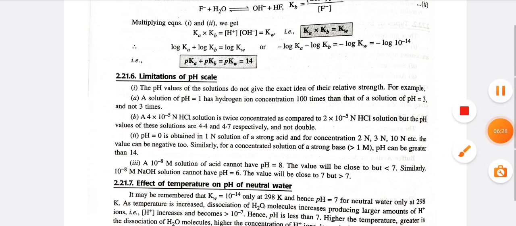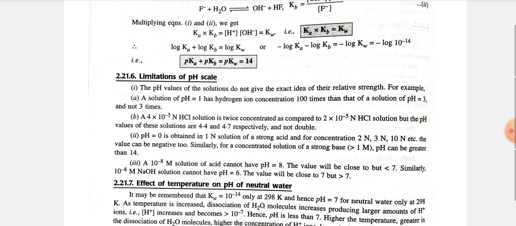The pH values of solutions do not give the exact idea of their relative strength. For example, a solution of pH 1 has a hydrogen ion concentration 100 times that of the solution of pH 3, and not 3 times. Second point: a 4 into 10^-5 N HCl solution is twice as concentrated as a 2 into 10^-5 normality HCl solution, but the pH values of these solutions are 4.4 and 4.7 respectively, and not double.